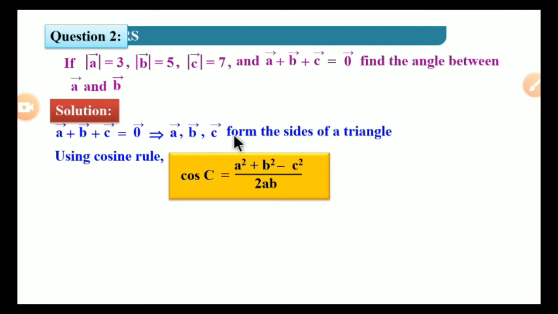This we have already studied in the trigonometry part, so I am not going to explain once again. Just I am taking that directly, that cosine rule, cos C is equal to A square plus B square minus C square divided by 2AB. Now here consider this is A. A means magnitude of vector A. So that B means this is magnitude of vector B, and C means this is magnitude of vector C.